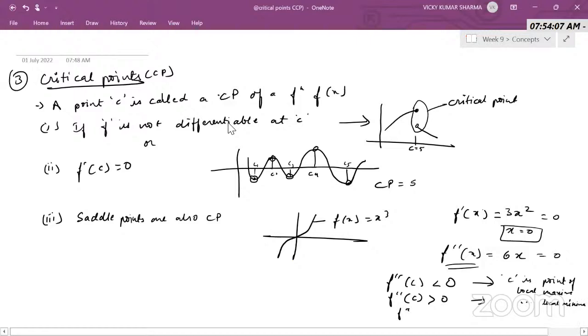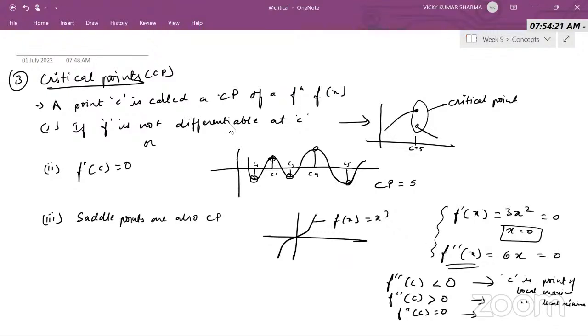And when the double derivative test at C gives you 0, then you cannot make any conclusion whether that C is a point of local maxima or a local minima. That point is called a saddle point, right? Because you see in this particular example, at x equals 0 it is giving me a saddle point. I cannot make any conclusion whether this is a point of maxima or minima.